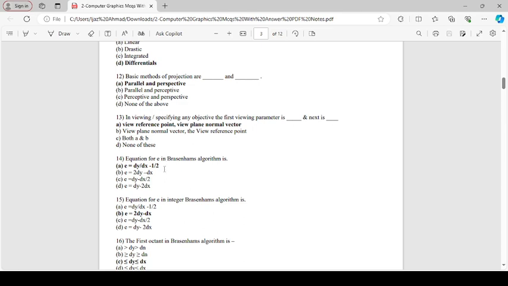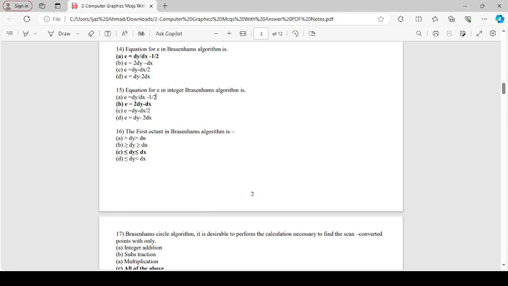The equation for an approximation algorithm is e = dy/dx - 1/2. The equation for the integer Bresenham algorithm is e = 2dy - dx.